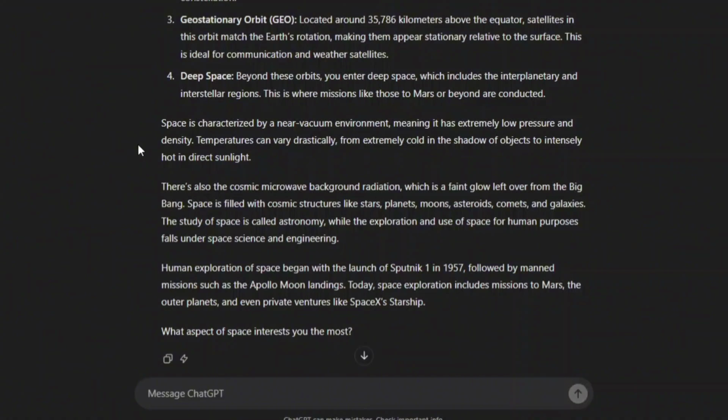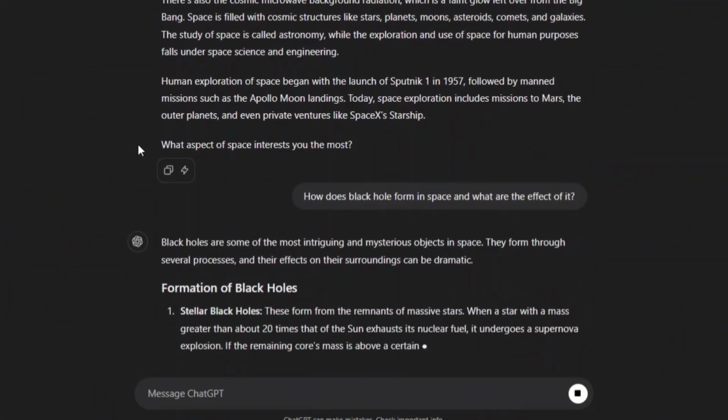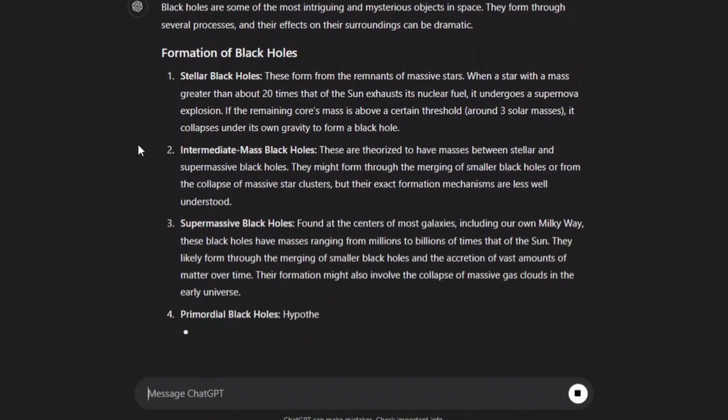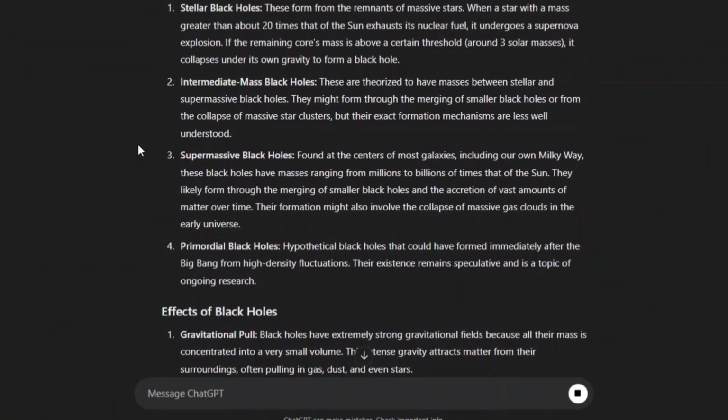Instead, type a very specific prompt since these AI tools are trained intensively under specific conditions. So, just simply redo your question and make it, "How does a black hole form in space and what are the effects of it?" So, as you can see here, after typing a very specific prompt rather than a general prompt, we have received a very specific answer that is satisfying and great for us.